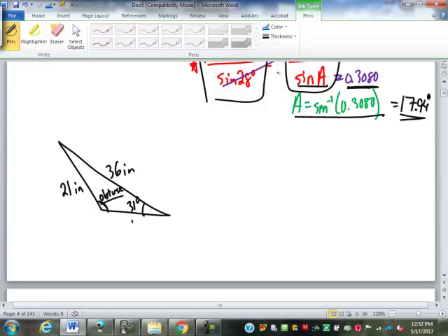So I'm going to label this however I want to. So this will be little a, little b, little c. Do I have a side and its opposite angle?